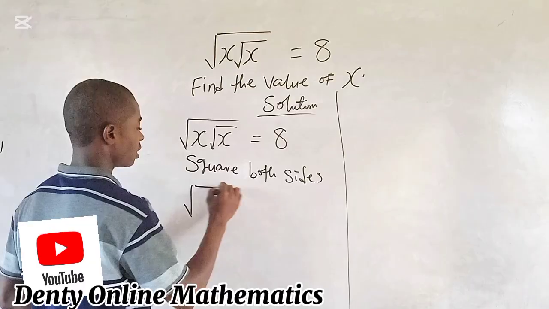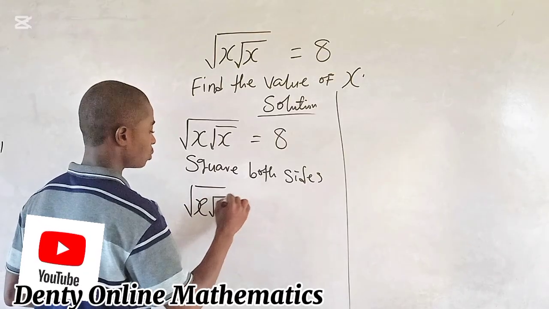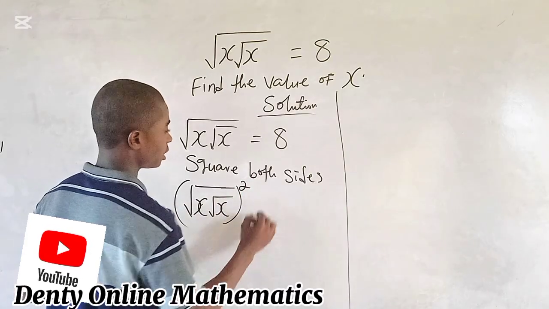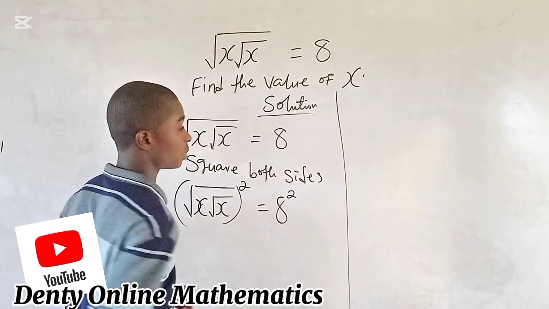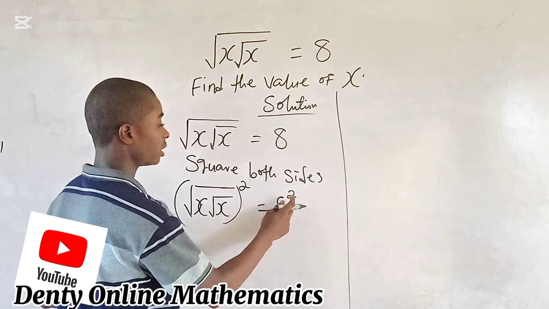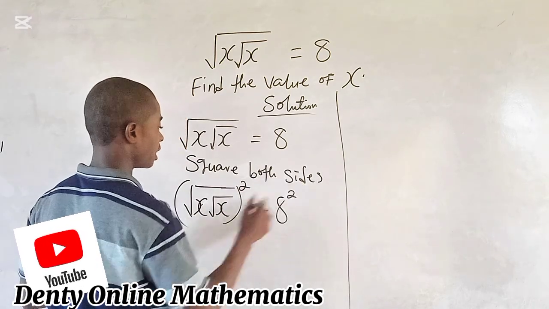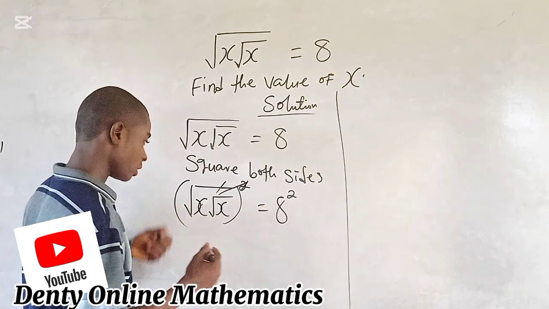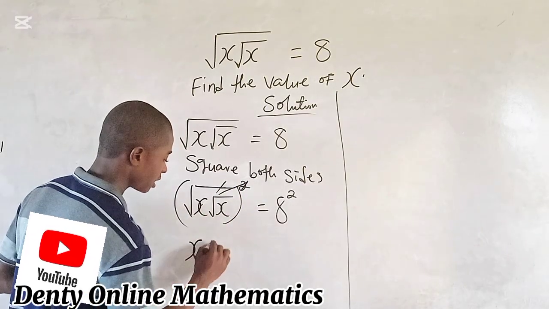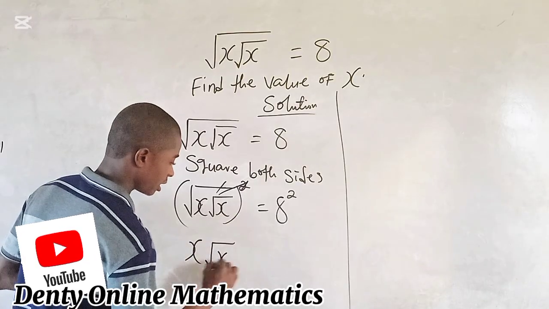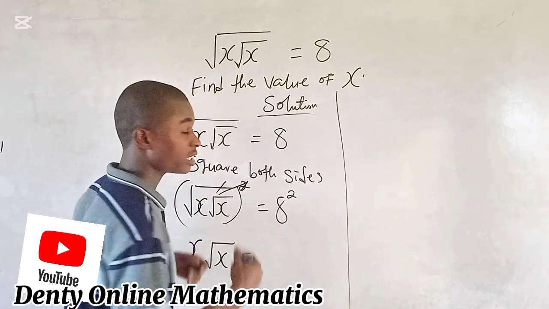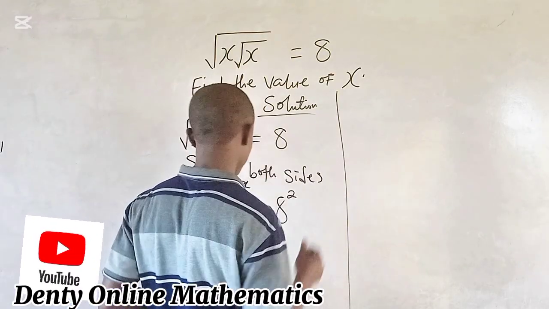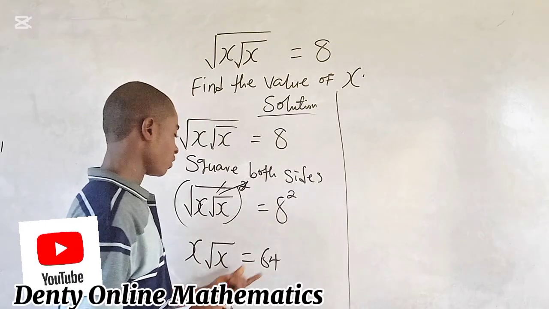So what I have is the square root of x root x, I will square it to be equal to 8 squared. Again, because 8 squared, that means I square here, I also square here. Now this square will cancel out this square root. And what will be left is what? x. So here will be x root this other x here to be equal to what? 8 squared means 8 times 8, which is what? 64. Now what I have is x root x to be equal to 64.